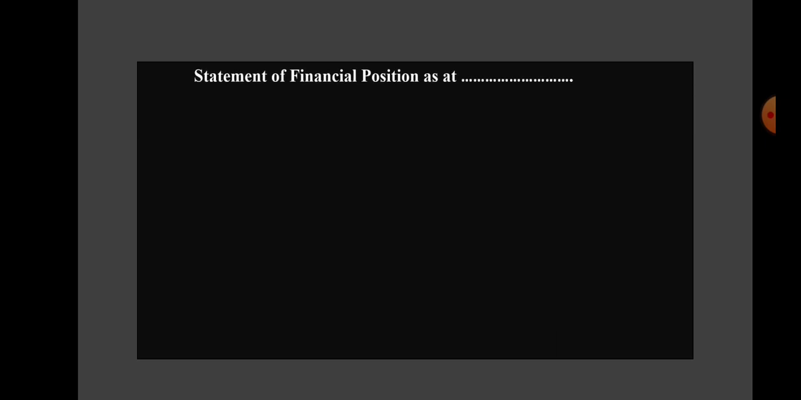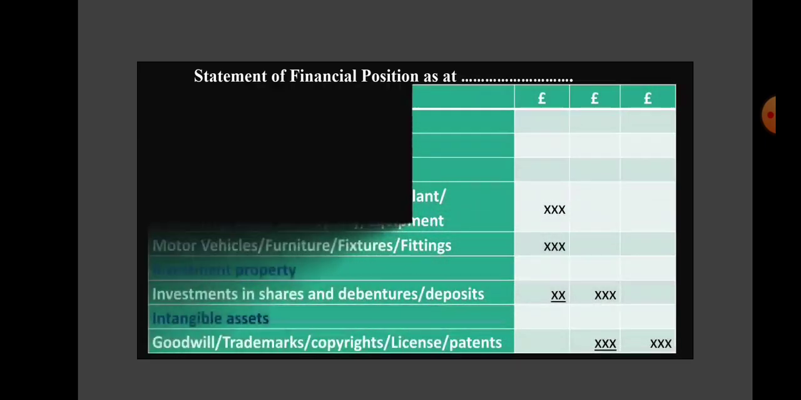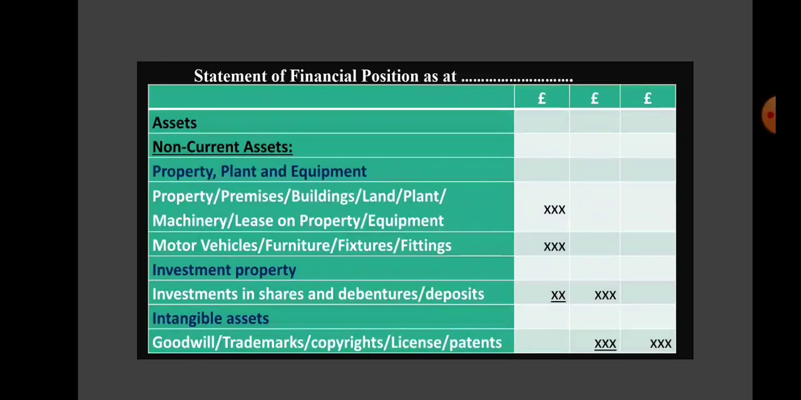Now coming to statement of financial position. As you all know, the statement of financial position, what you have studied earlier, would be almost the same, but there could be few changes which I'll be explaining to you now. First, we need to prepare the non-current assets. Under assets, we have two types, current assets and non-current assets. So first we have to take non-current assets.